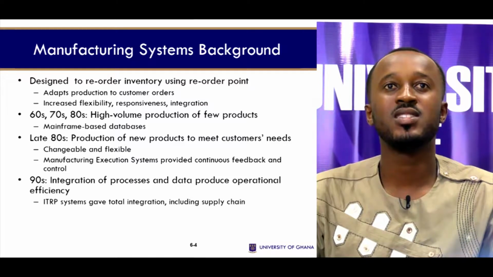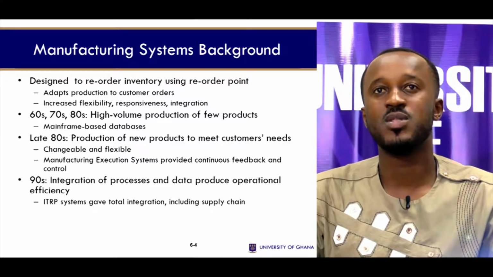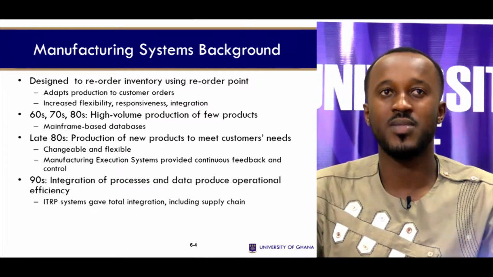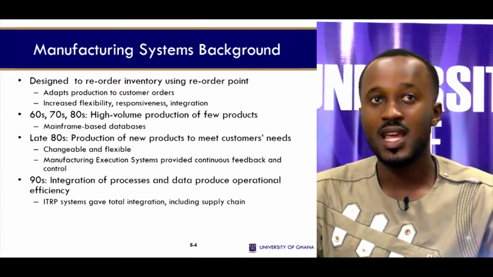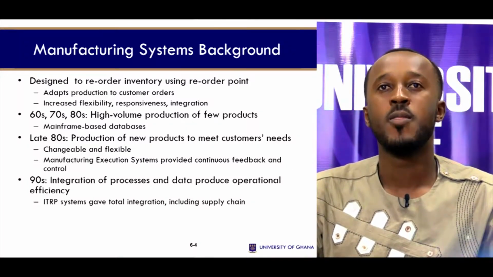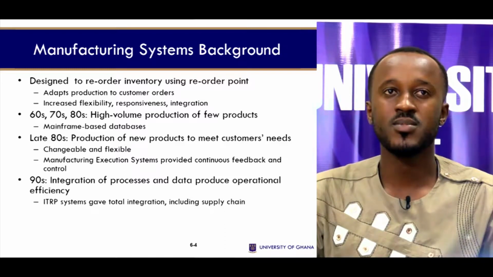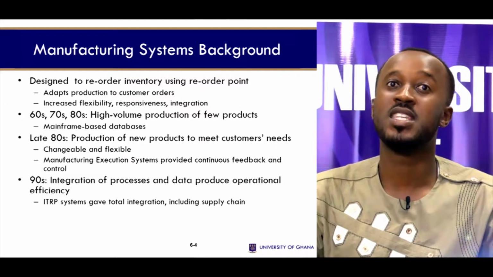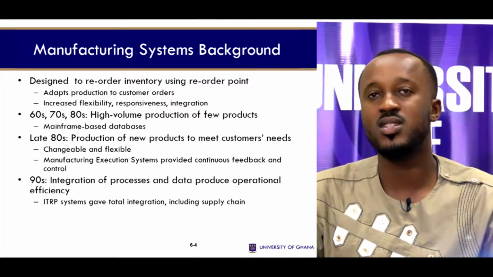Now, manufacturing execution systems provided continuous feedback and control. In the 90s, integration of processes and data produced operational efficiencies. This is where IT resource planning systems give total integration, including supply chain.